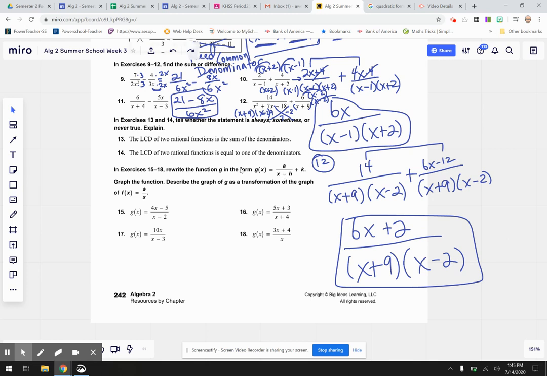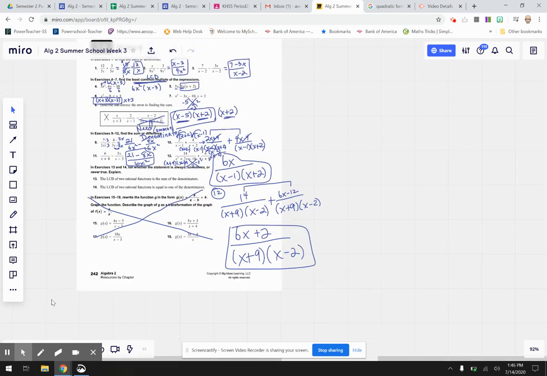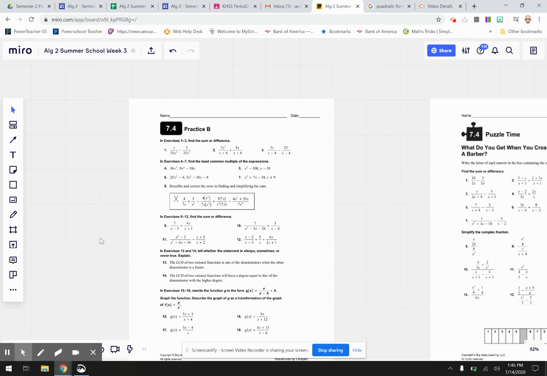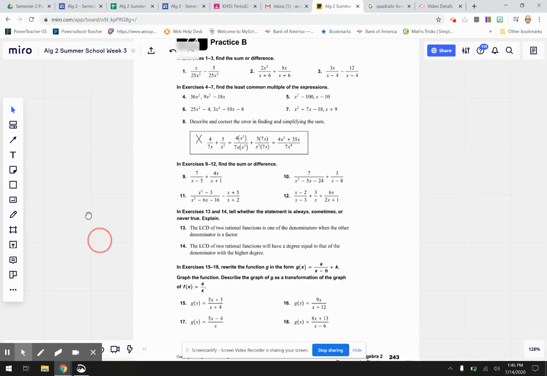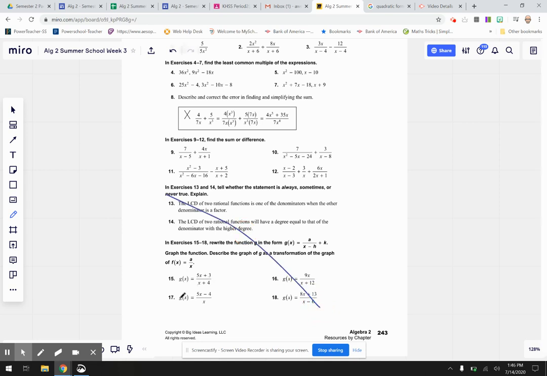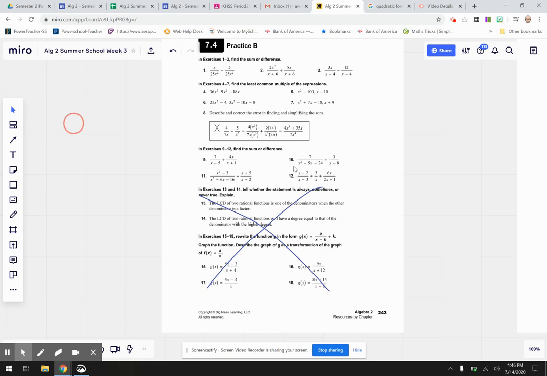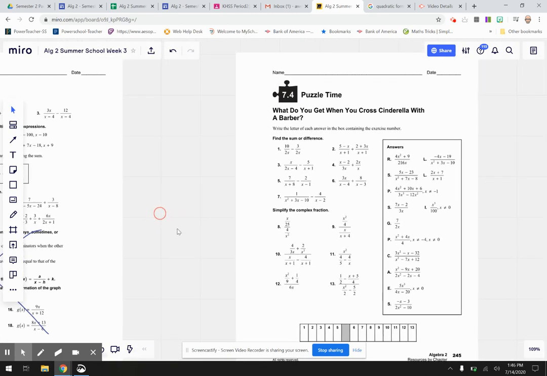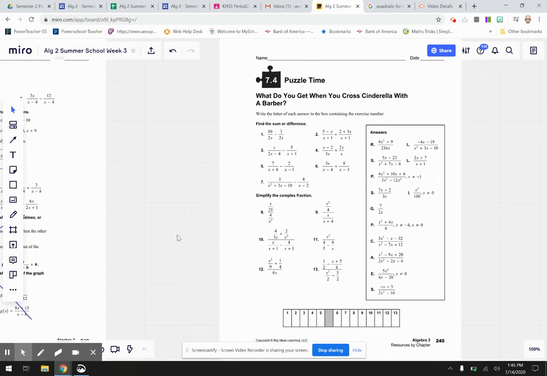Let's see. We've already done these on previous, so we're not going to do those on this one. Cross those out. Let's look at practice B so you guys know which ones you need to do. Okay, we'll just do 1 through 12. So you can cross out 13 through 18 in practice B. And when you do the puzzle, you should be able to do all those.